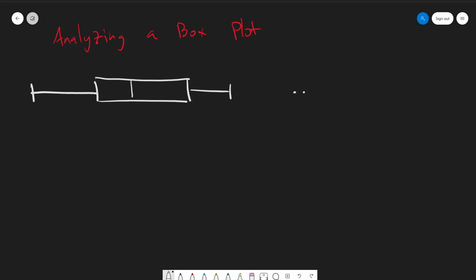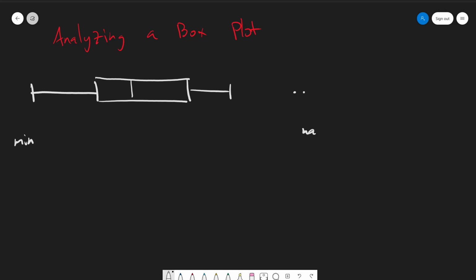Okay, so this is going to be my video on analyzing a box plot. You're going to see box plots that look like this. What did we find in the last video? We found a minimum, we found a maximum. Sometimes they call these extremes. Oh, sorry, we've got some dots out here.